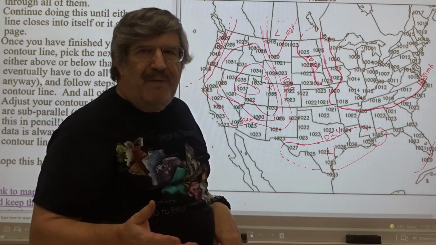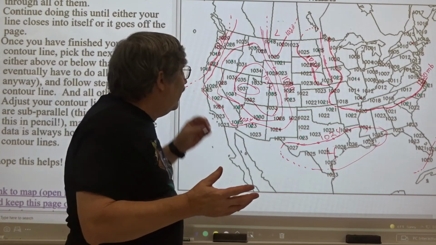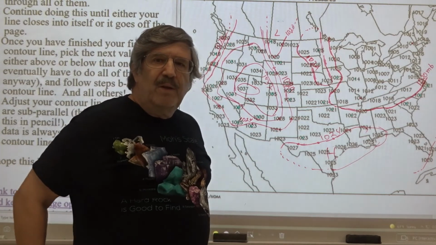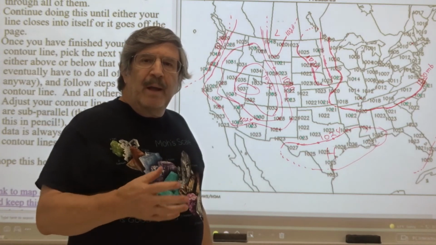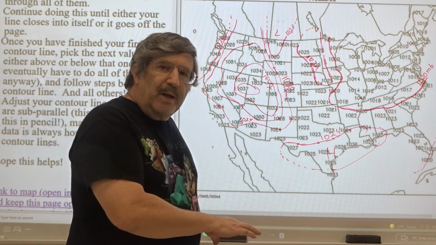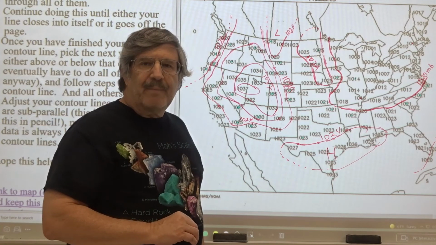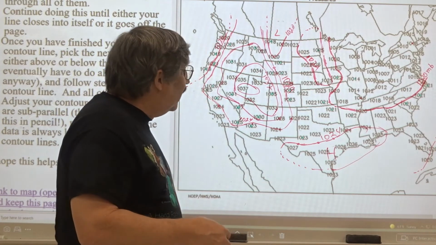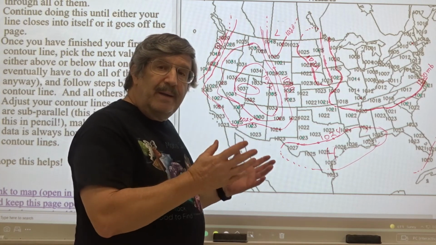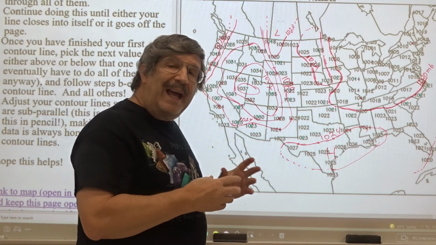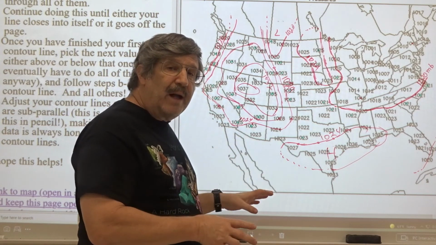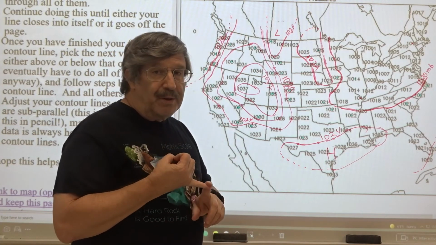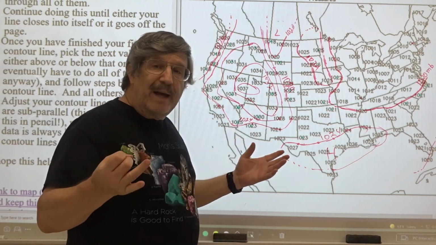I know this is going to feel overwhelming to begin with, but the more of these you do, the easier it's going to be. For those of you who are in MET 2010, you are going to repeatedly make maps like this. And by the end of this course, I think you're probably going to find out that they're fairly easy to do, a little time consuming maybe, but very straightforward. And you can apply the same methodology to contour maps for temperature or any other values.